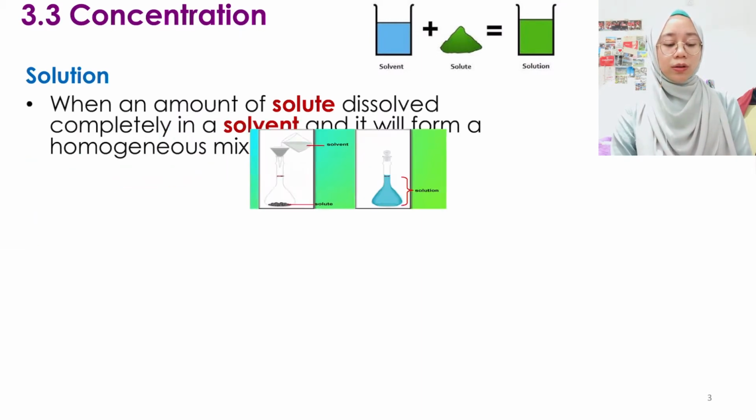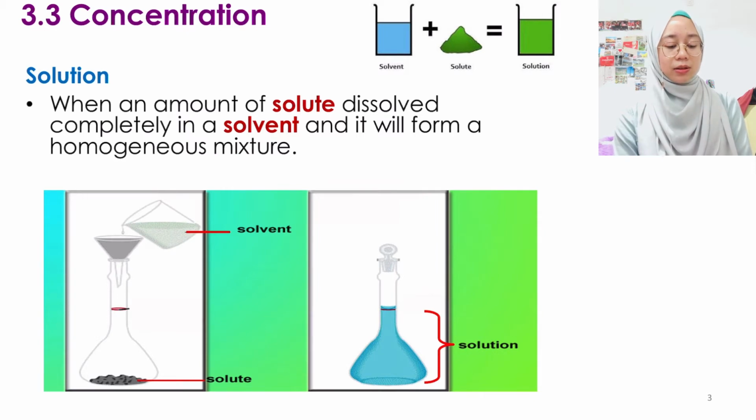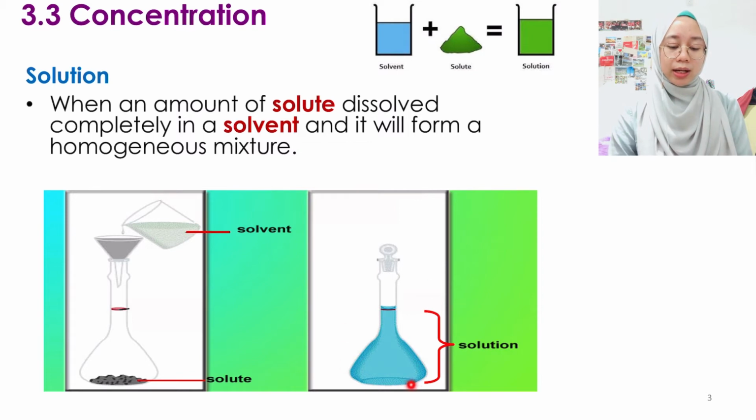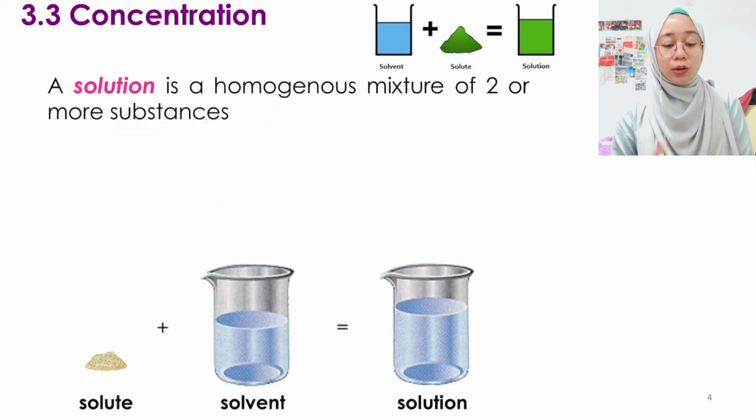So this is the example. This is the solute. Solute is actually the zat terlarut in Malay. Then we have the solvent. Solvent is pelarut, and if we mix them together, we get this particular homogeneous mixture. Once the solute has been completely dissolved, this mixture is what we call a solution. So a solution is a homogeneous mixture of two or more substances.